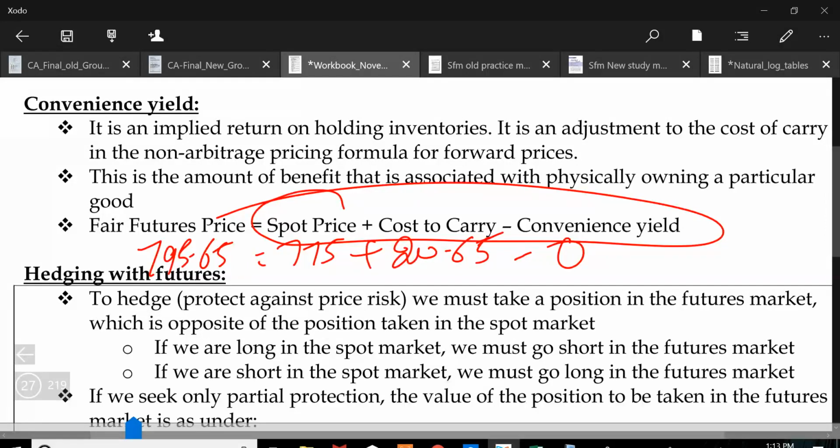Why convenience yield? Because when you hold on to physical inventory, you don't have a gap in between for the gains. If gold becomes a scarce commodity, for 2 months only you can gain in a futures contract. But in a spot contract, you can keep gaining for any number of years till the gold becomes scarce. Clear?